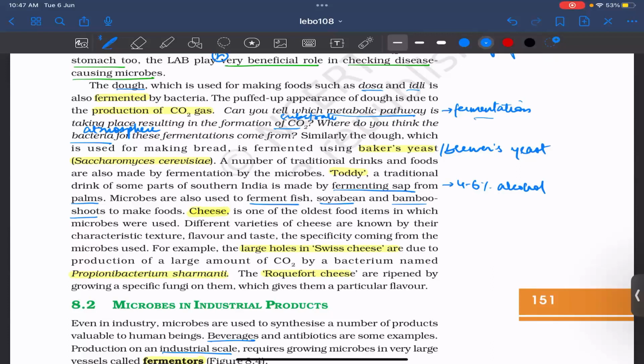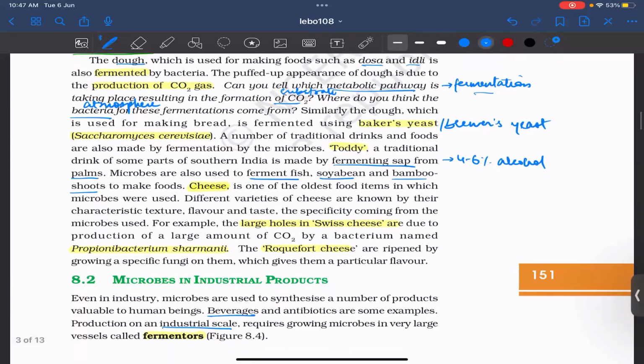And from where do these microbes come? They come from the atmosphere. So the yeast present in the atmosphere comes into the dough, and many are present already in the dough. They ferment the dough overnight, which leads to production of CO2 gas, which leads to the rising of the dough. Therefore, yeast is also called baker's yeast or brewer's yeast. Brewer's yeast we'll discuss in the next section.